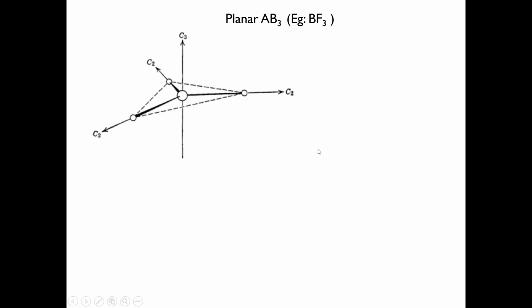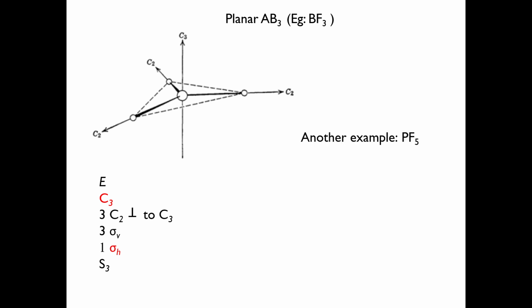Another example of the AB3 type molecule or the BF3 type molecule is the trigonal bipyramidal molecule. An example is PF5. Here you can see that 3 of the ligands are present in one plane, whereas the other 2 ligands are present axially. So there are 3 equatorial ligands and 2 axial ligands. We can say that F4 and F5 are axial ligands, F1, F2, F3 are equatorial ligands. These 3 equatorial ligands lie in a plane. This F4-P-F5 is the axis. So this axis is basically the C3 axis.